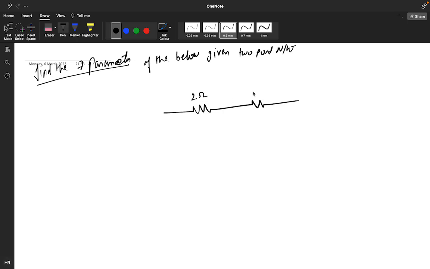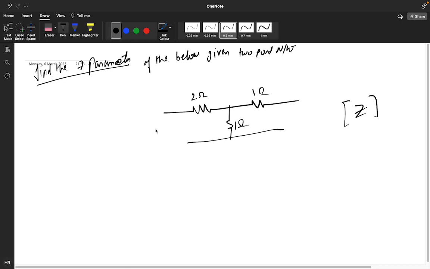This is 2 ohm. This is 1 ohm. This is 1 ohm. Solve it, guys. We already solved this. No, we didn't solve this. So this is 2 ohm, 1 ohm, 1 ohm. You need to find the Z parameter. Prasanna, you have 3 minutes and you have to solve. Okay, I'm giving you 3 minutes.